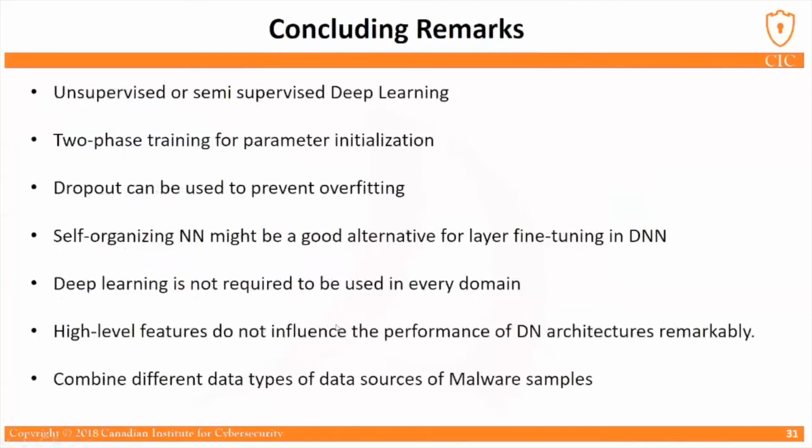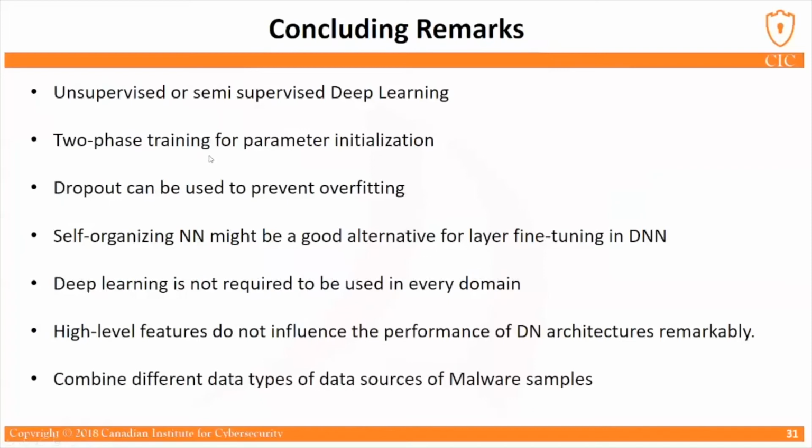And at the end, I want to conclude. Deep learning today is mostly supervised, but the major drawback of supervised learning is that it requires a lot of labeled samples. So collecting labeled samples is very challenging. So we expect that deep learning will be more unsupervised or semi-supervised. It means that we incorporate a little labeled data, and at the end, we have a lot of unlabeled data.